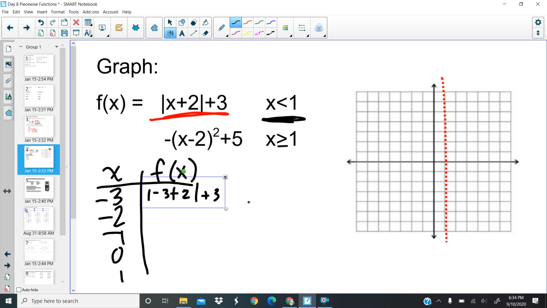But then when you take the absolute value of that, that's going to equal positive 1 plus 3 is going to be 4. So then if I do negative 2, I'm going to have the absolute value of negative 2 plus 2 plus 3. So negative 2 plus 2 is just going to be 0. The absolute value of 0 is also just going to be 0, and then plus 3. So 0 plus 3, we're going to get 3.